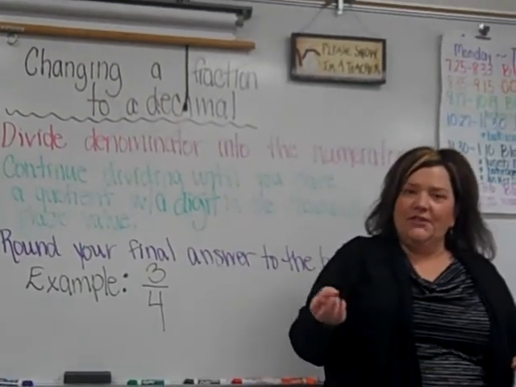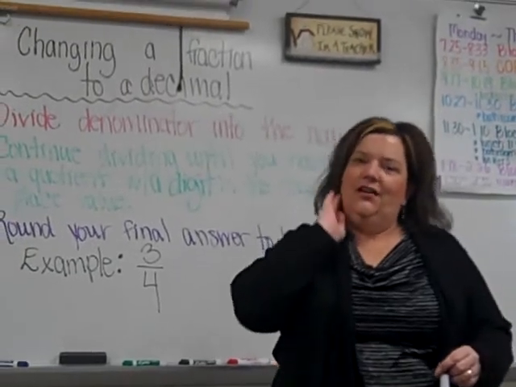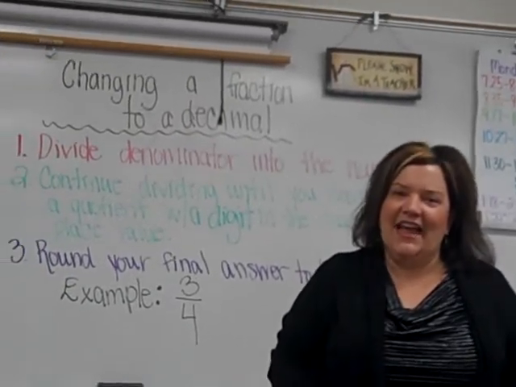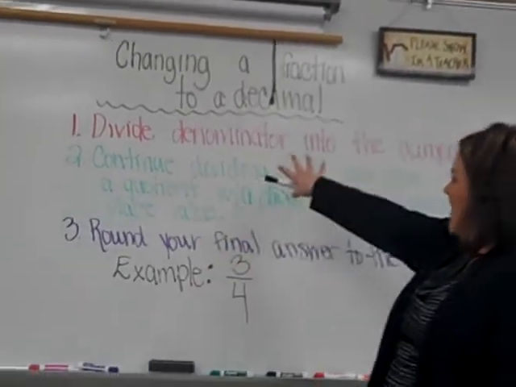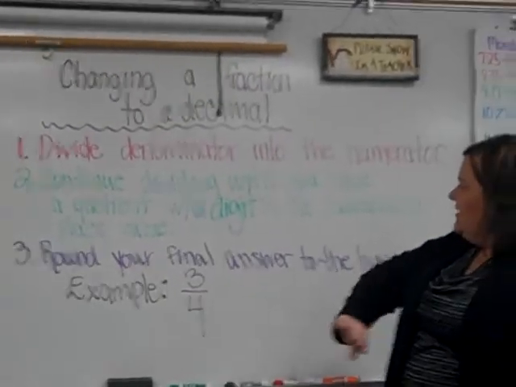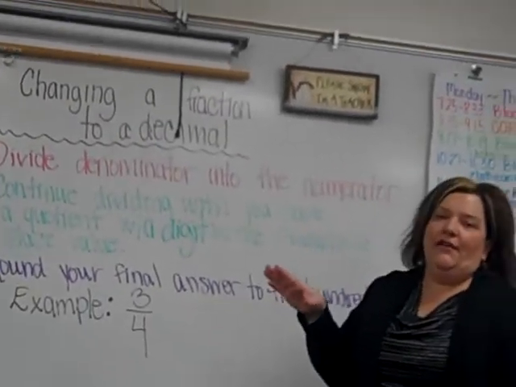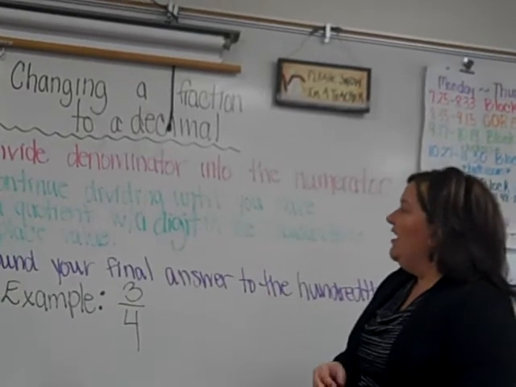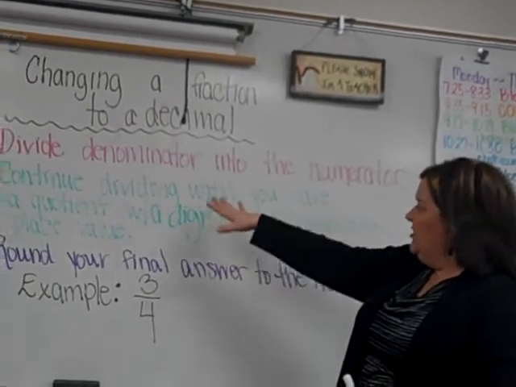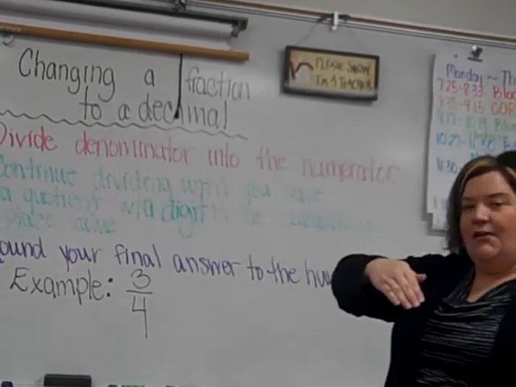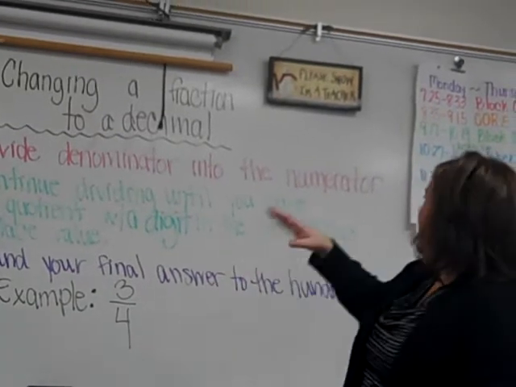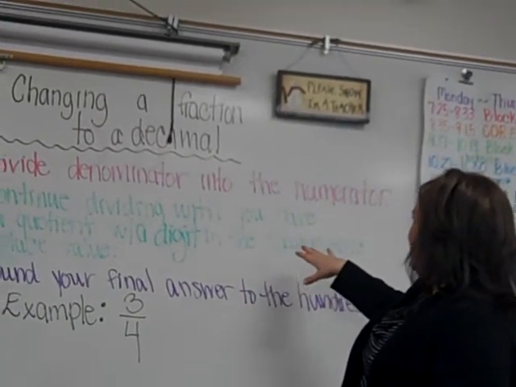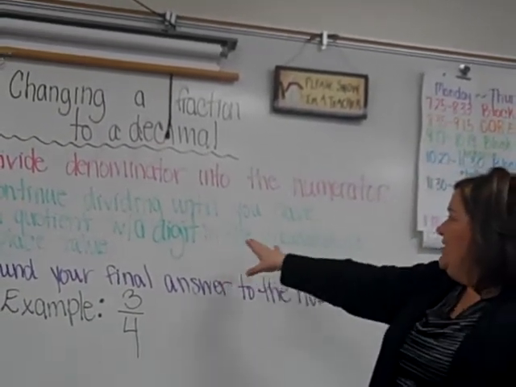So there are 3 simple steps to tackle this task. The first step is to divide the denominator into the numerator. Secondly, you're going to continue dividing the denominator into the numerator until you have a quotient with a digit in the thousandths place value.